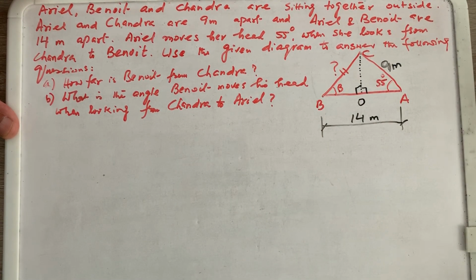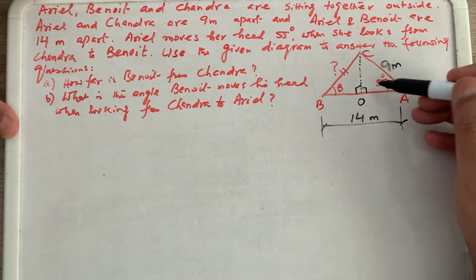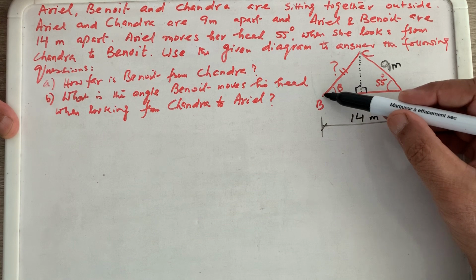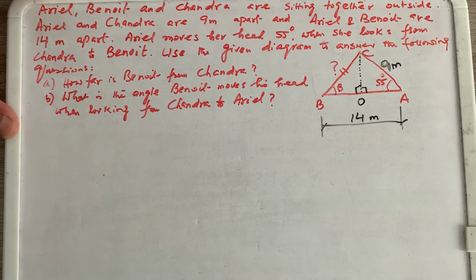And one more data is given. Ariel moves her head 55 degree when she looks from Chandra to Benoit, from here to here. So she moves her head 55 degree. So 55 degree is also given, right?